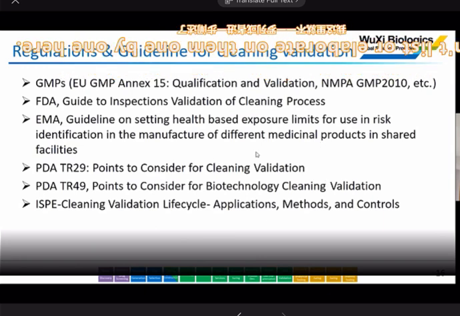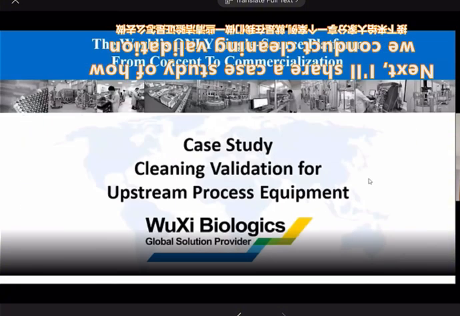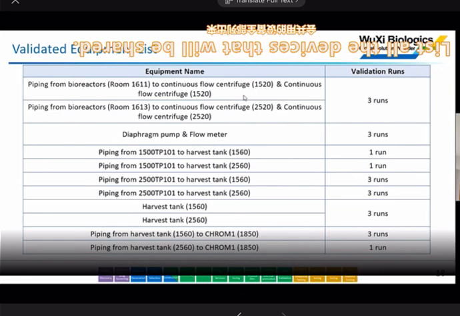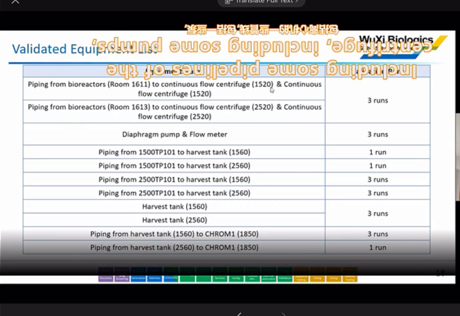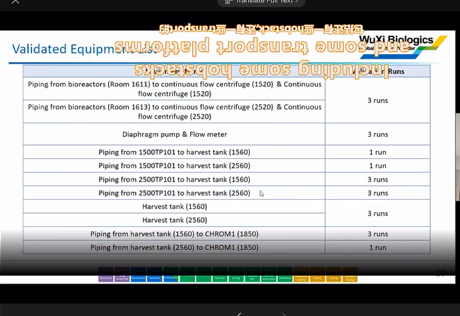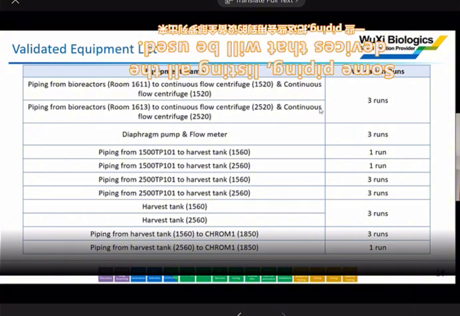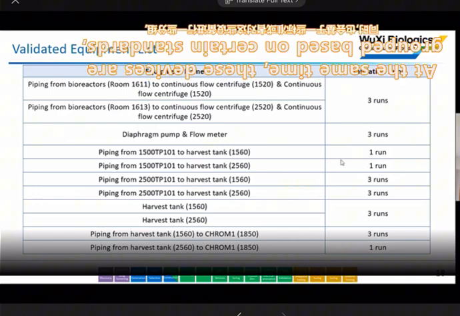Then, the TR29 PDA was cleaned and verified. Then, including some TR49 from biologics. Some points to consider for biopharmaceutical cleaning validation. Also, the ISPE cleanliness verification life cycle. These are some of the current regulatory requirements for cleaning verification. I won't list or elaborate on them one by one here.